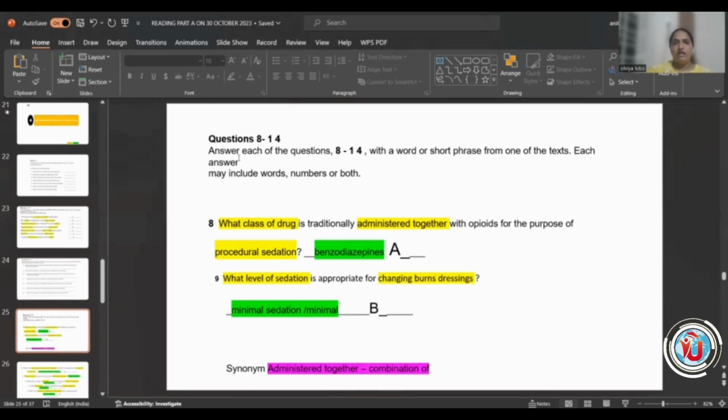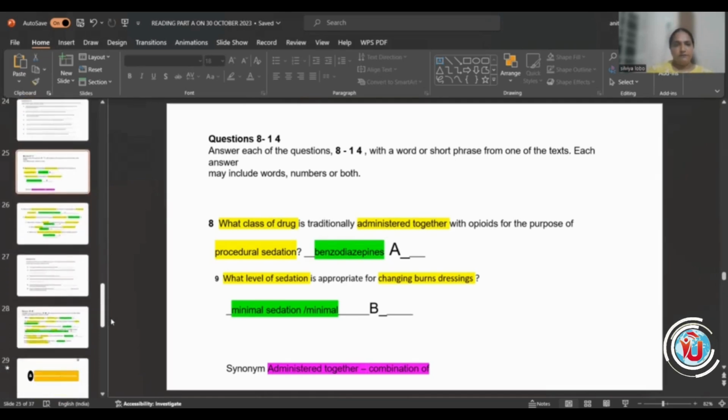Question 8 to 14. Answer each question 8 to 14 with a word or short phrase from one text. Each answer may include words, numbers, or both. The 8th question is, what class of drugs is traditionally administered together with opioids for the purpose of procedural sedation? Here, administered together means we have to check that one. In the text, they are given like.